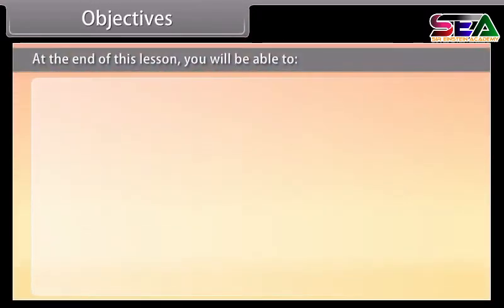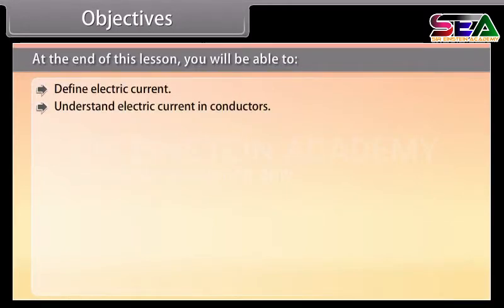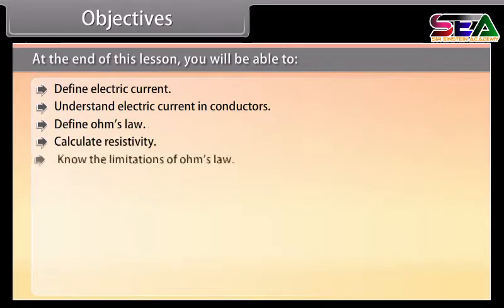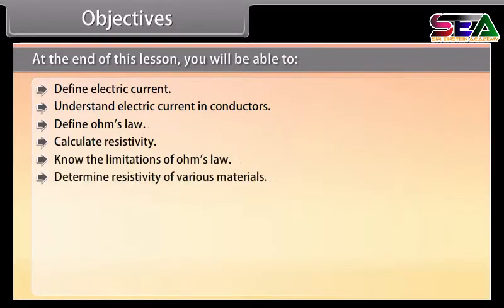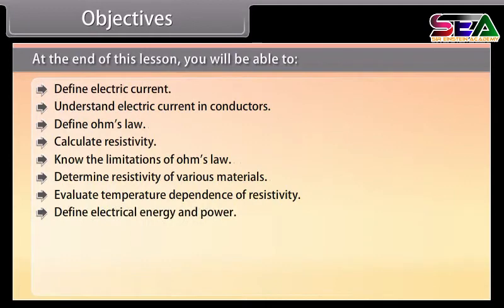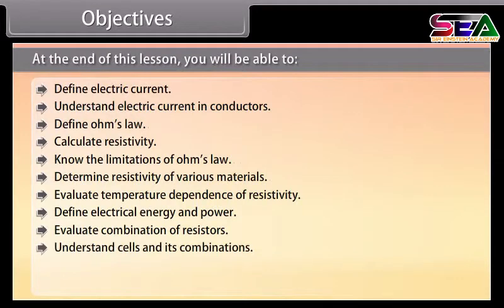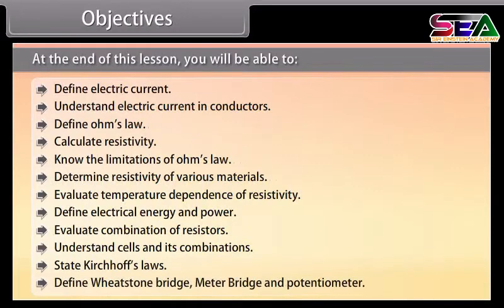Objectives. At the end of this lesson, you will be able to define electric current, understand electric current in conductors, define Ohm's law, calculate resistivity, know the limitations of Ohm's law, determine resistivity of various materials, evaluate temperature dependence of resistivity, define electrical energy and power, evaluate combination of resistors, understand cells and their combinations, state Kirchhoff's law, define Wheatstone Bridge, Meterbridge and Potentiometer.